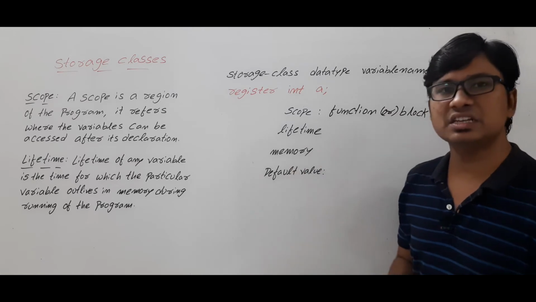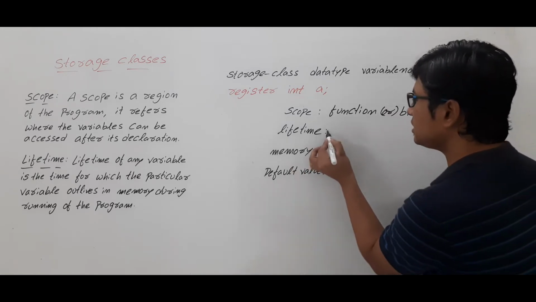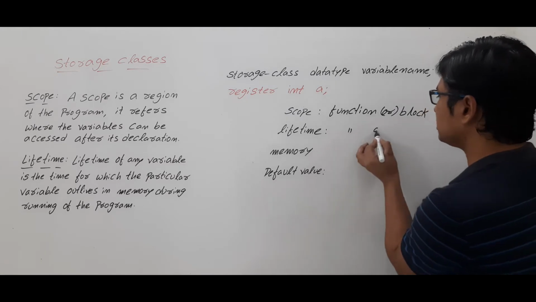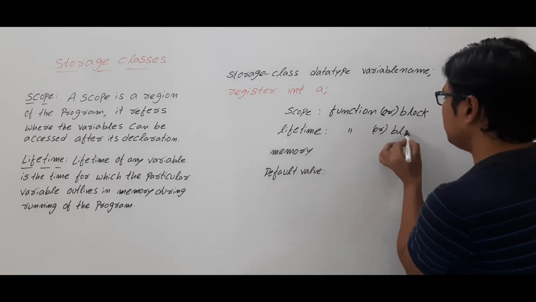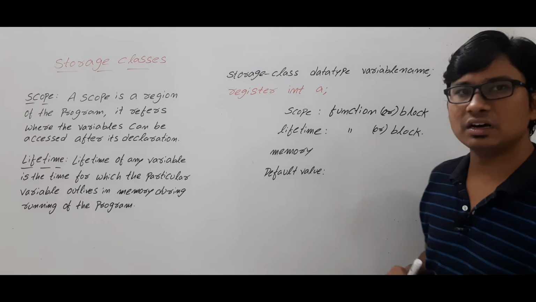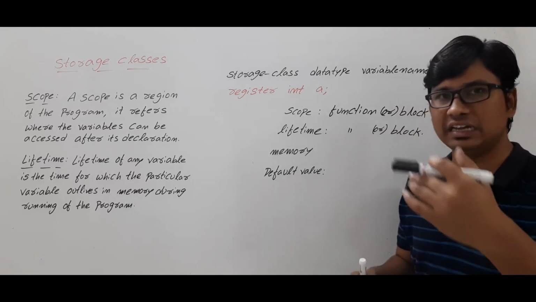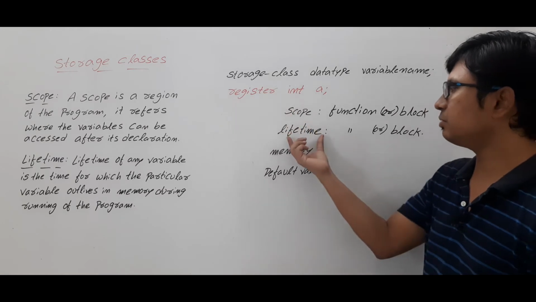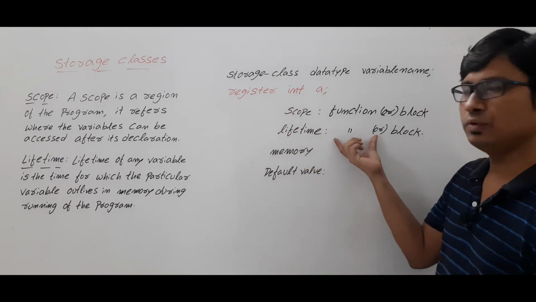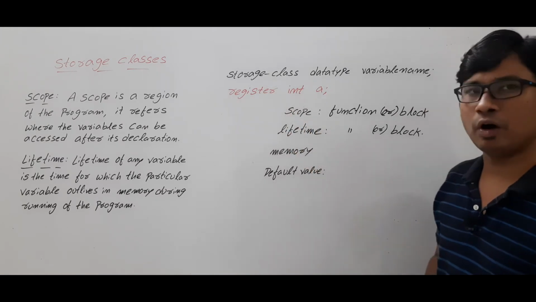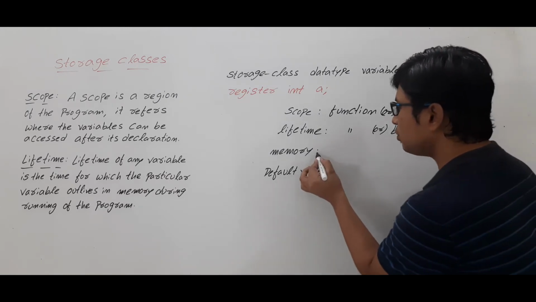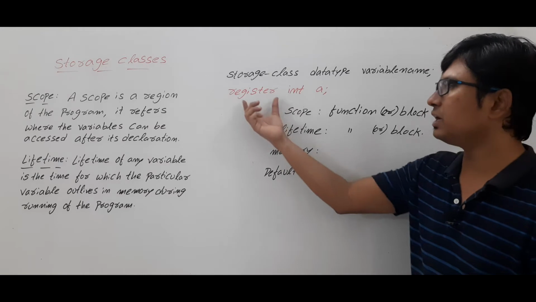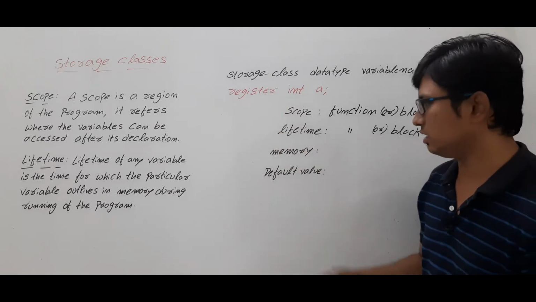Now, what is its lifetime? Its lifetime is the same as the automatic variable, inside the function or only within the block. Whereas for the static variable, it is the entire program. Whereas for the register variable, the lifetime is within the function or within the block. Now the memory: this is the only difference between the automatic variable and the register variable. The remaining things are the same.